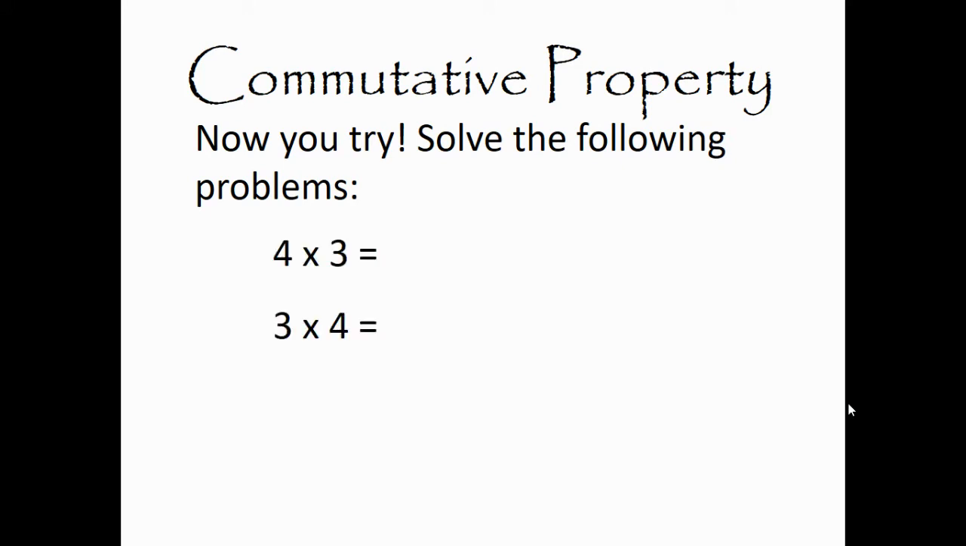All right, well, I know that 4 times 3 is 12. But guess what? 3 times 4 is also 12. And that's what the commutative property tells me. It saves a lot of time because if I know what 4 times 3 is, I don't also have to memorize what 3 times 4 is. I know they are the same, 12.